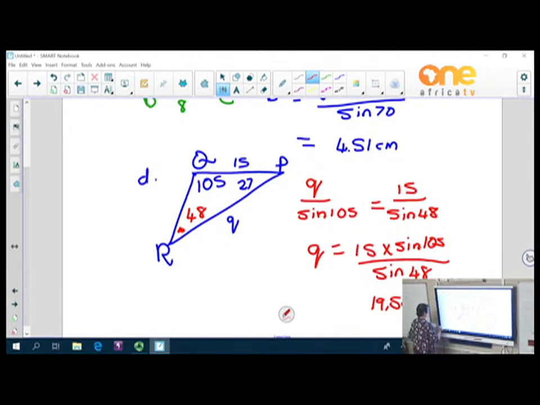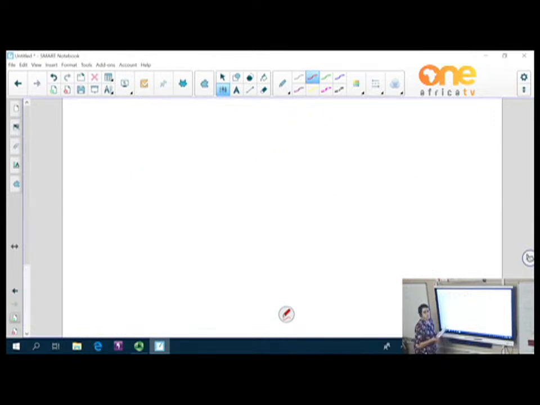Okay. Now we're going to look at the next one where we are finding the angle now. So this is now try now 28, and we are busy on page 4.